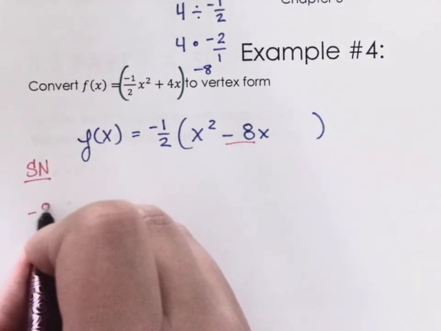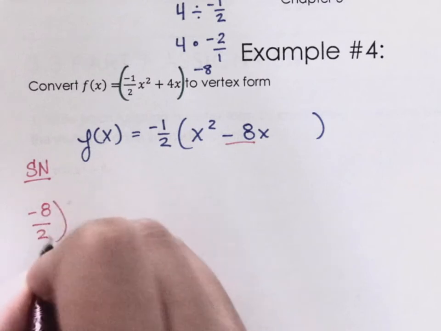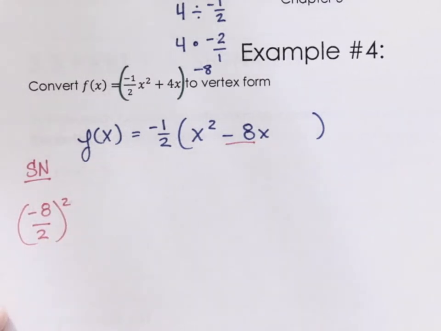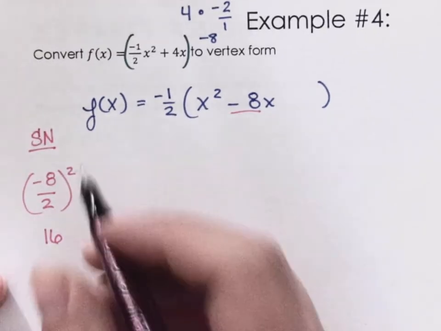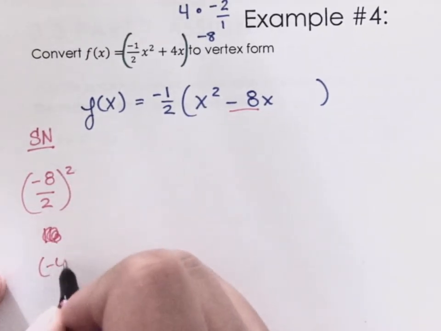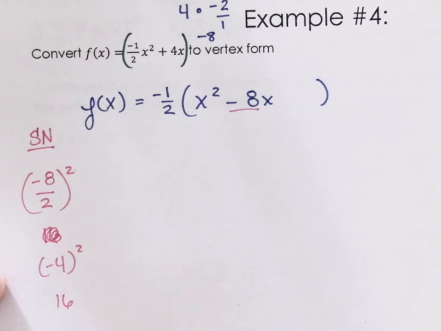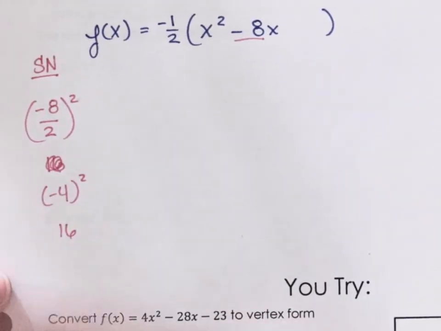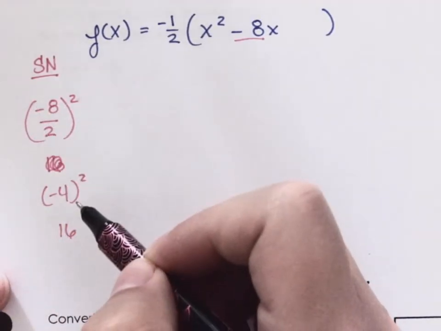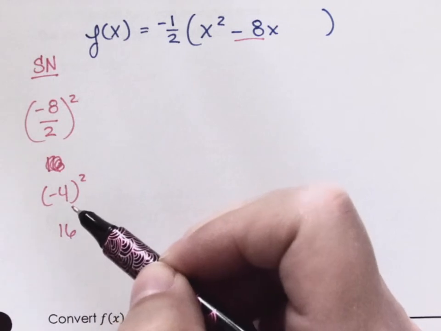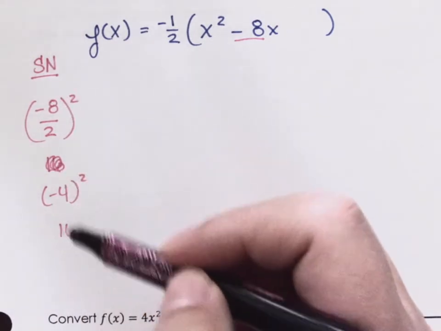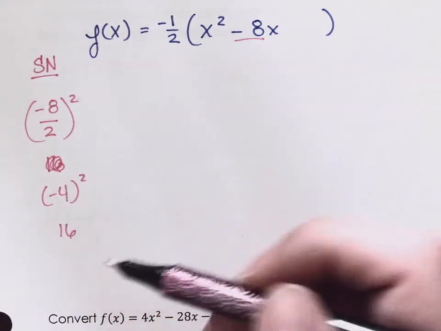Coefficient, -8, divided by 2, and I'm squaring it. What do I get? Square it. 16. Would it help you guys to see that in your side note? Yeah. If that helps, make sure you write that step down. If it doesn't help, it's a side note. I'm not marking any of this. This is like scrap work.